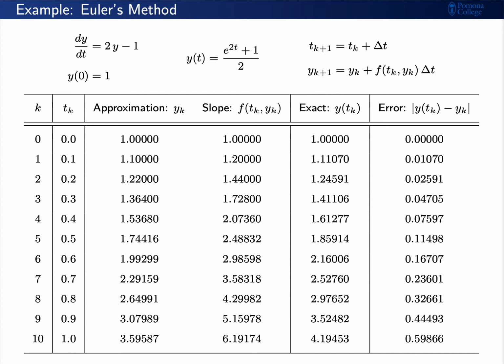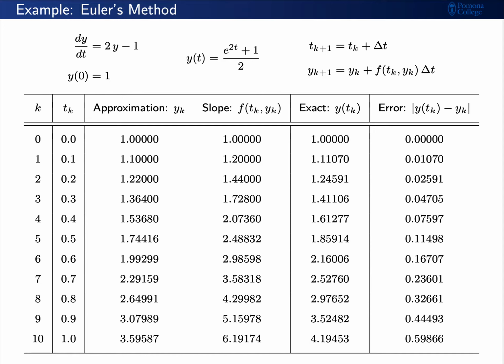Let's give some examples of all of this in practice. Let's consider the first order equation dy/dt equals 2y minus 1, where y of 0 equals 1. We know that the unique solution to this initial value problem is y of t equals (e^{2t} plus 1) divided by 2.